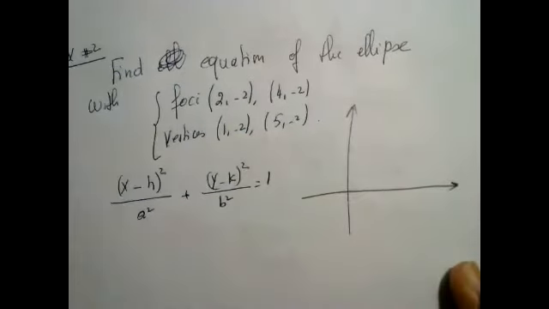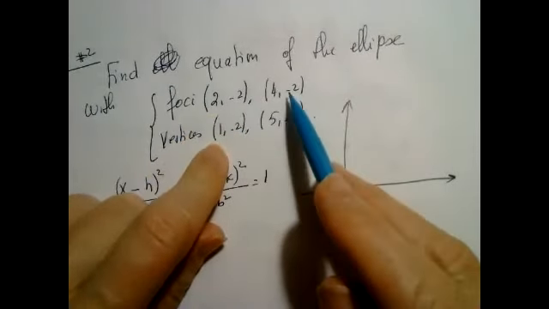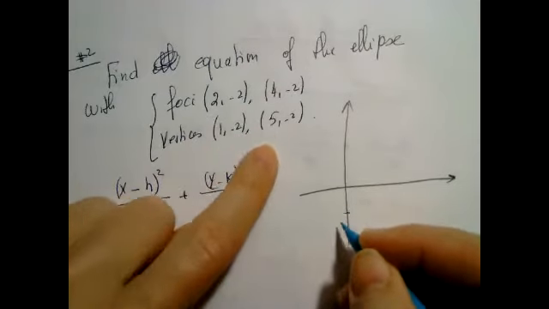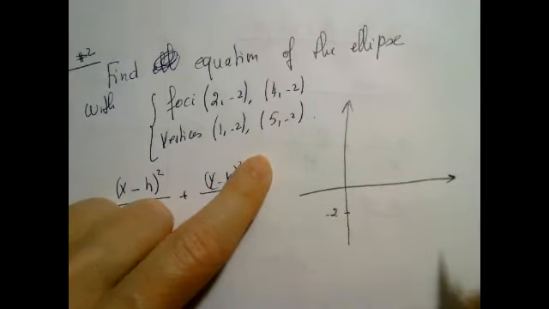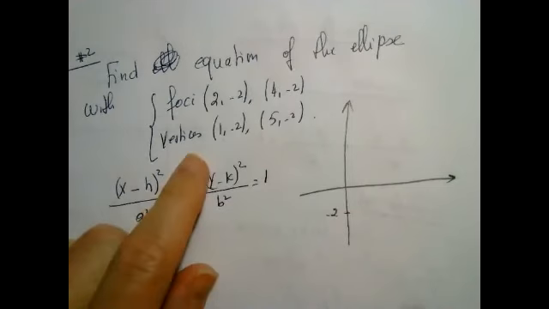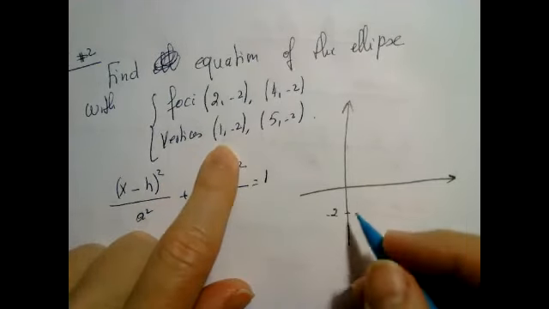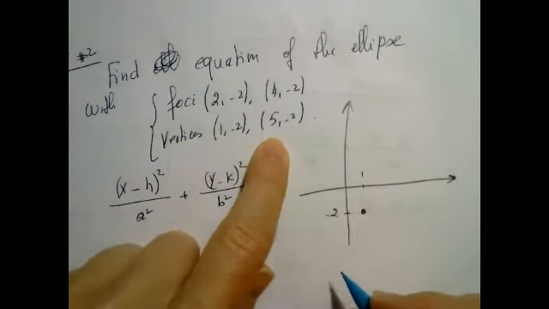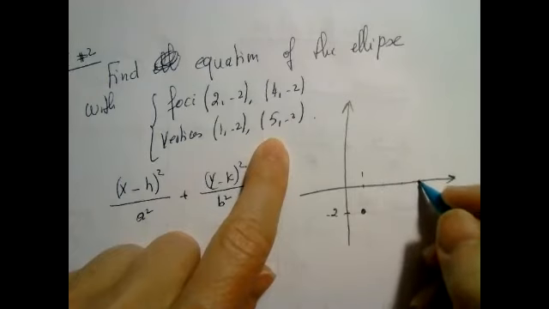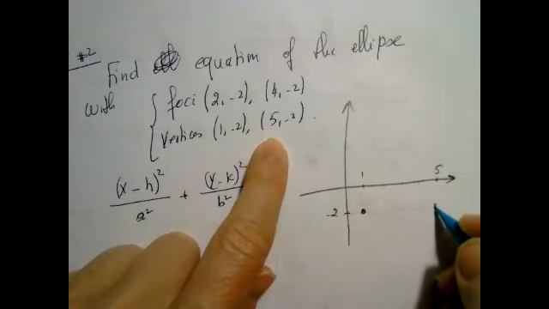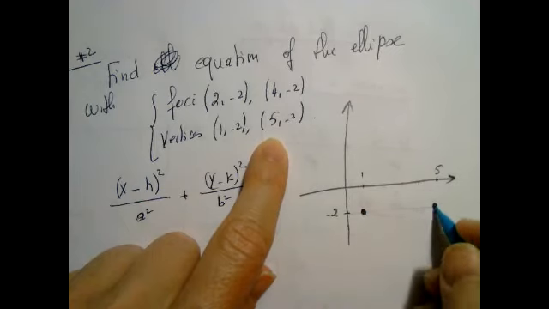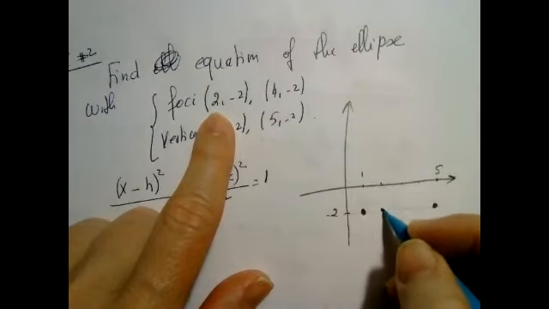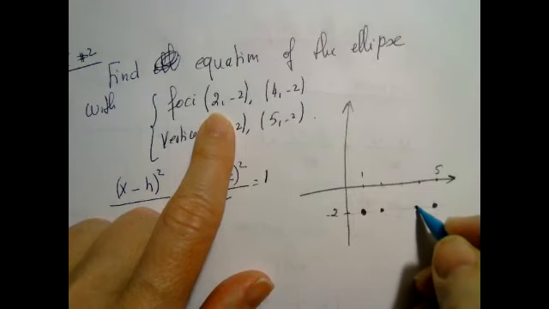Okay. So here, the foci are (2, -2) and (4, -2), and the vertices are (1, -2) and (5, -2). It means all of them are on the line y equals -2. So everything is right here on this line. So we're going to have A bigger than B. So the vertices are at 1 and -2. So this is my 1 here, -2. My vertex is here, (5, -2). So 1, 2, 3, 4, 5. So that's (5, -2). So these are my vertices. And my foci are at 2, so 1, 2, that's the focus in here, and 4. So these are the foci.